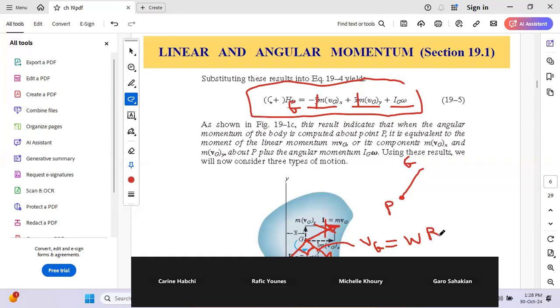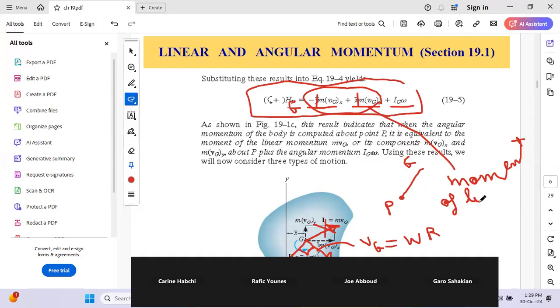So when you consider physically, to understand the physics here, what do these terms actually represent? When you do minus y bar m vgx plus x bar m vgy, can you tell me physically? Very good, yes. This represents the moment of linear momentum about point P. Okay. This is the moment of linear momentum about P.